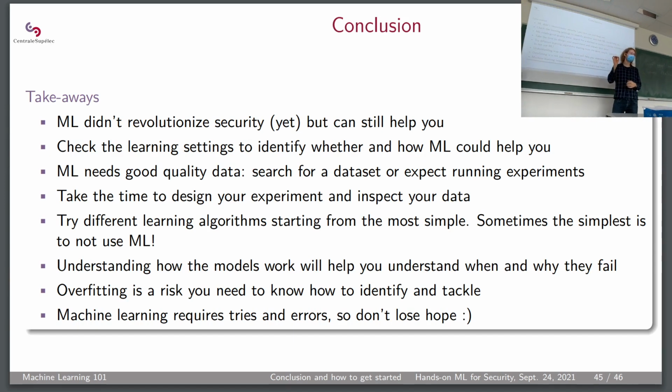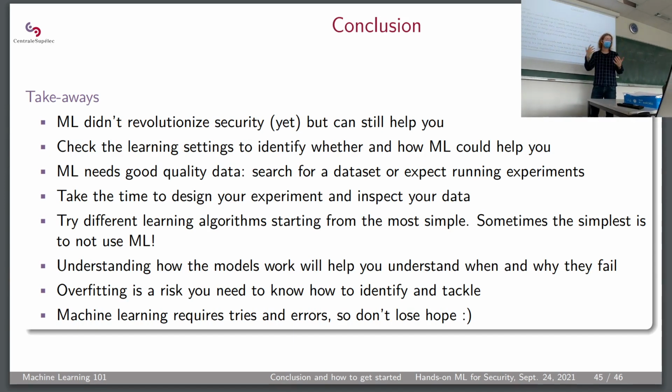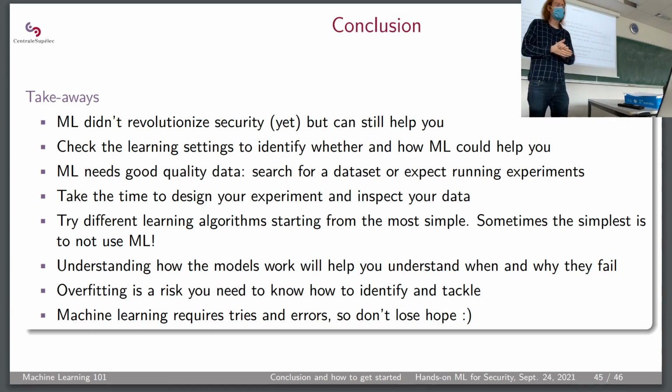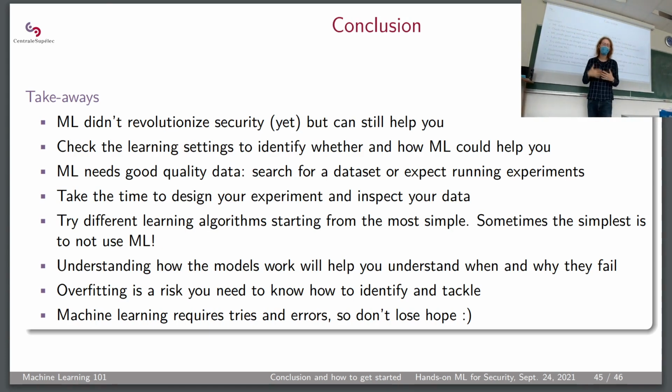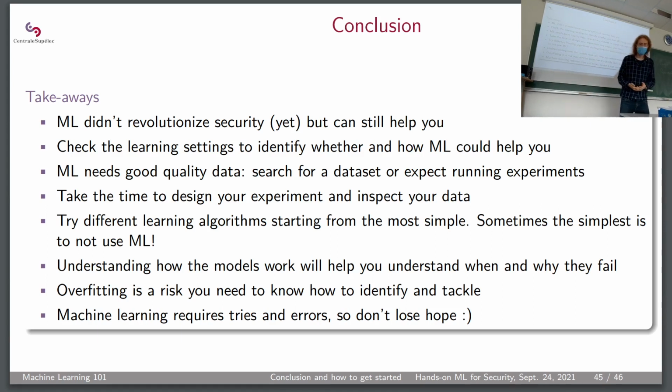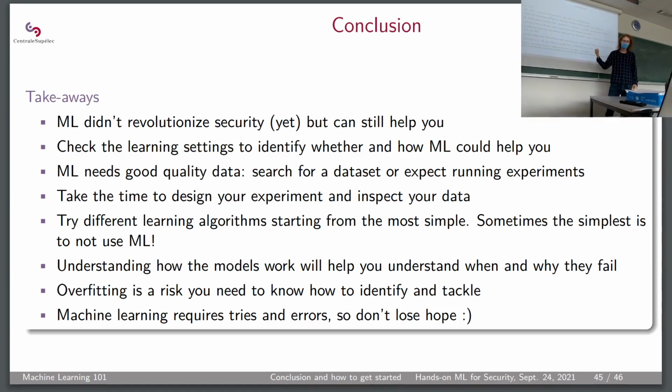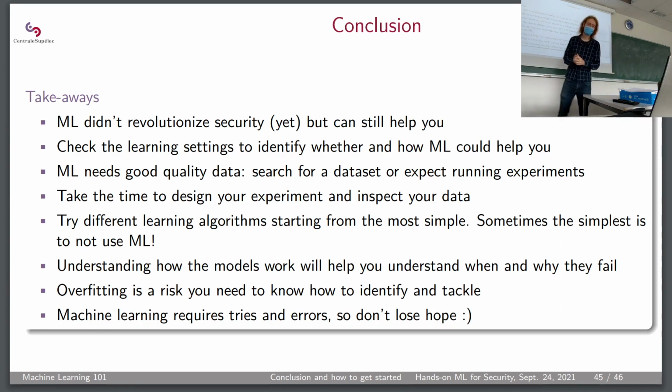Don't focus on one model that you know. You should be agile and try a lot of different models and start from the simple one. Maybe you will just see that I don't need machine learning for my problem because some easy rule or another technique can do it. Understanding how the model works will help you to understand why and when they can fail. Overfitting is a risk. You need to know how to recognize it, when the performance is lower on the test set than on the training set, and know how to tackle this problem. And finally, machine learning requires a lot of trial and error, so don't just hope, and tweak a lot.